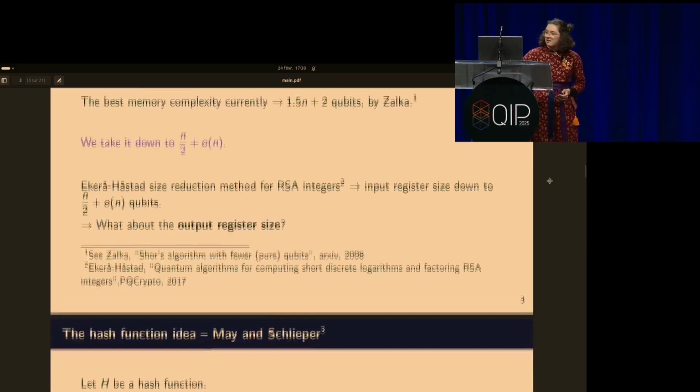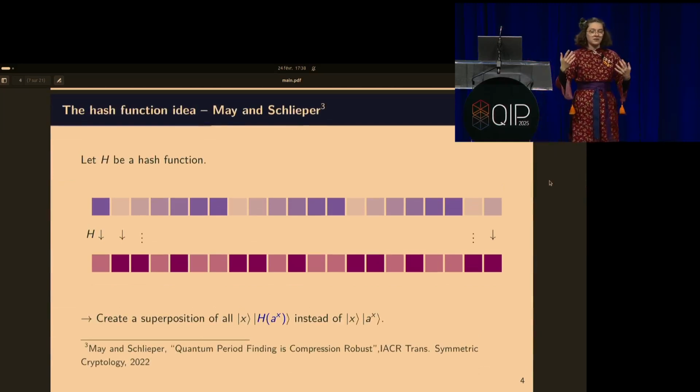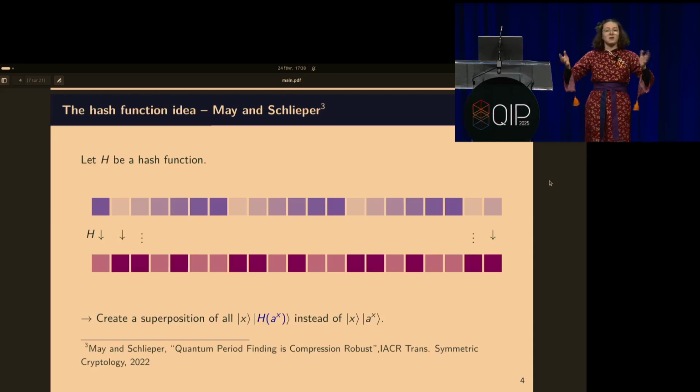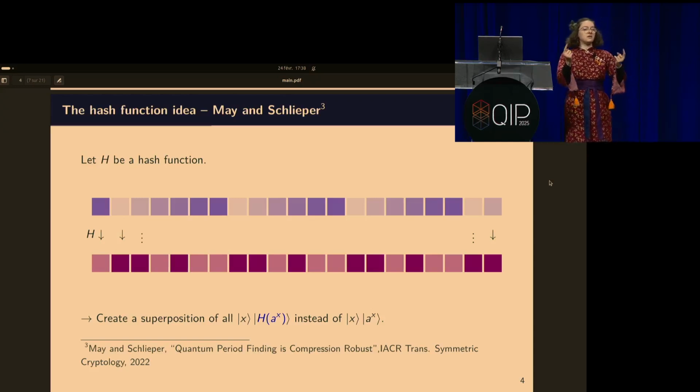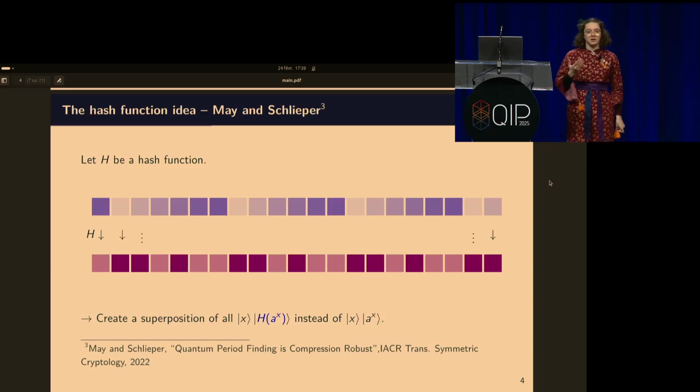The answer is yes, and to do so, we are going to take inspiration from a theoretical idea that was presented by May and Schlieper in 2022 that comes from the following observation. Assume that you have a sequence of numbers that is periodic and a hash function. If you hash every number of your sequence to obtain a second sequence, the resulting sequence will also be periodic, and moreover, if your hash function is chosen well enough, the period will be the same.